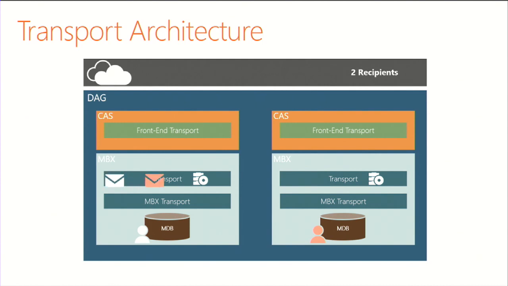So in this case, we will bifurcate. We'll hand that off to mailbox transport, which, like the front-end transport, is stateless. It will do a content conversion of that message via local RPC, and deliver that message into the store for that particular mailbox.